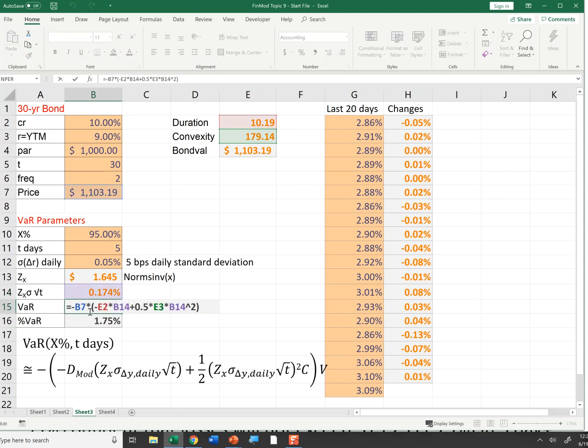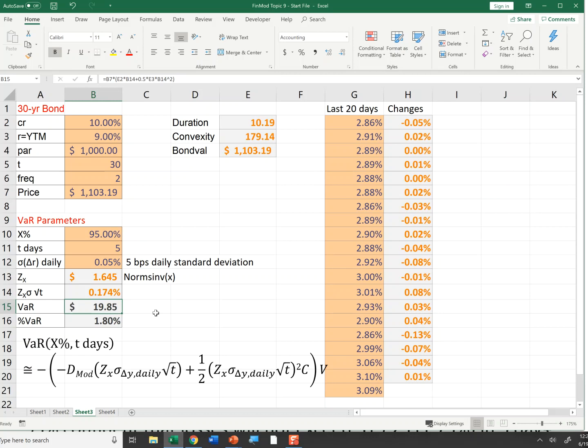Again, we could take out these two negative signs and say that it's simply the duration times change in yield plus 1/2 convexity times change in yield squared times the initial bond value of 1103. So that number is 19.85. So you're 95% confident that losses will not exceed $19.85 over 5 days. However, there's a 5% chance, assuming normal distributions of yield changes, that we could lose $19.85 or more.